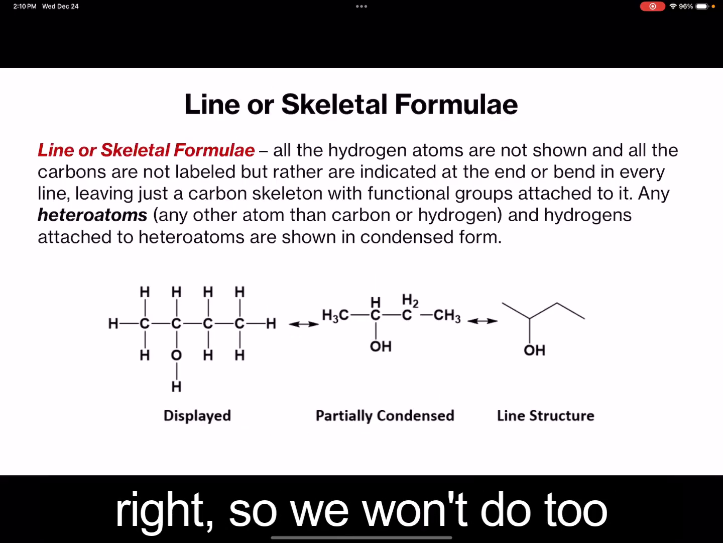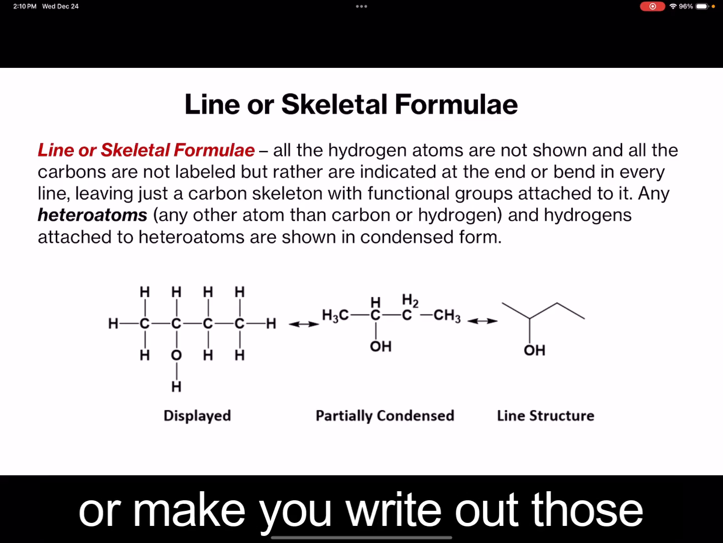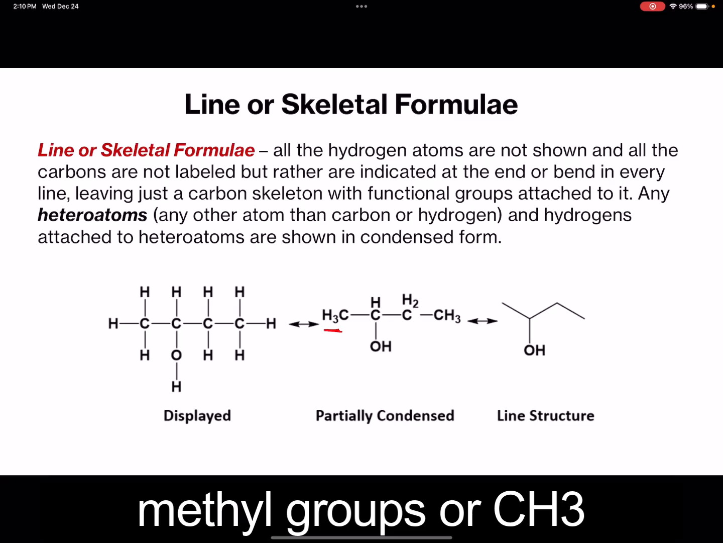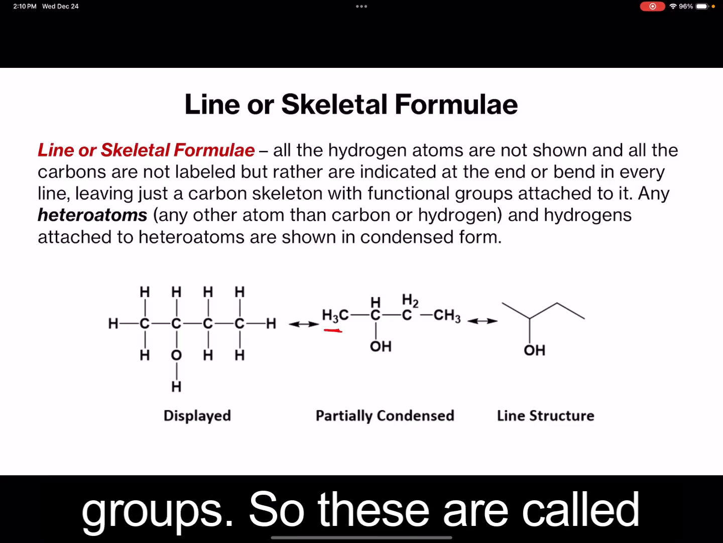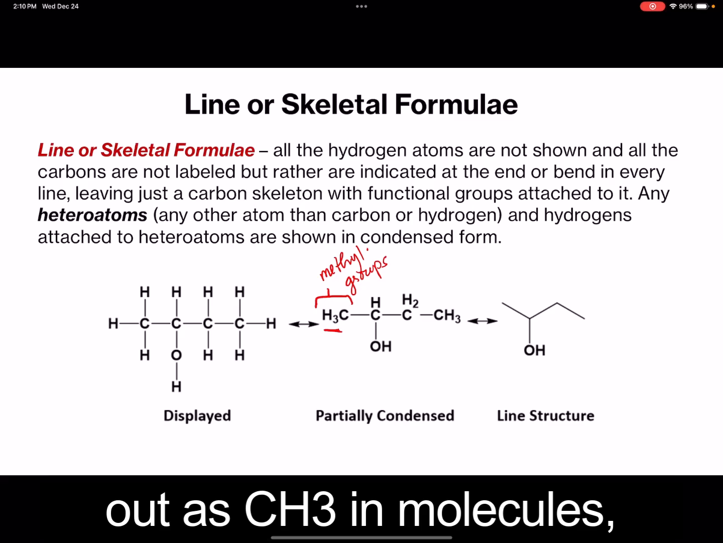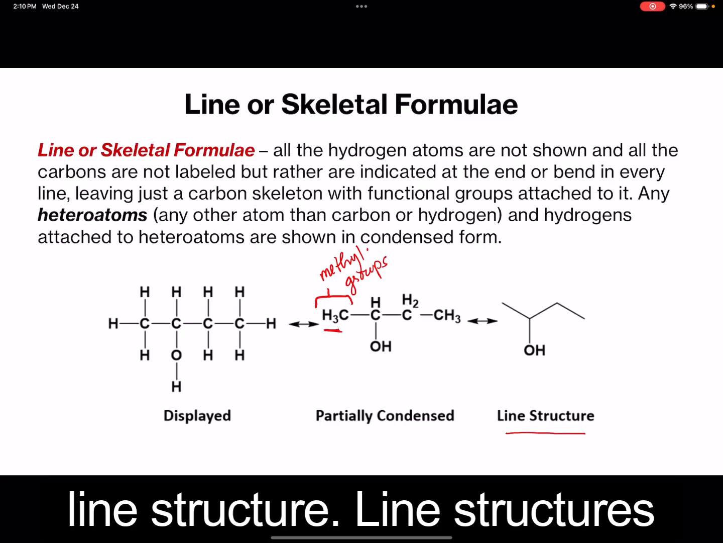All right, so we won't do too many condensed formulas and make you write out those things, but you will see methyl groups or CH3 groups. These are called methyls. You will often see those written out as CH3 in molecules. Or we can move to a line structure.